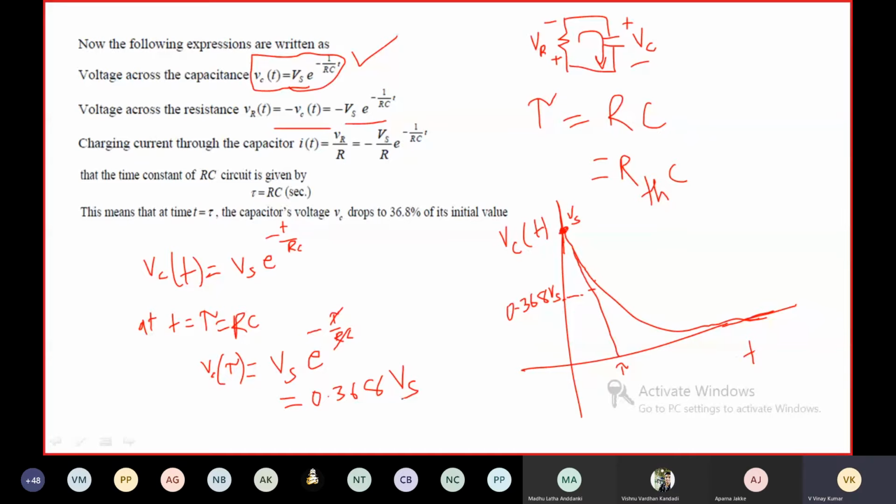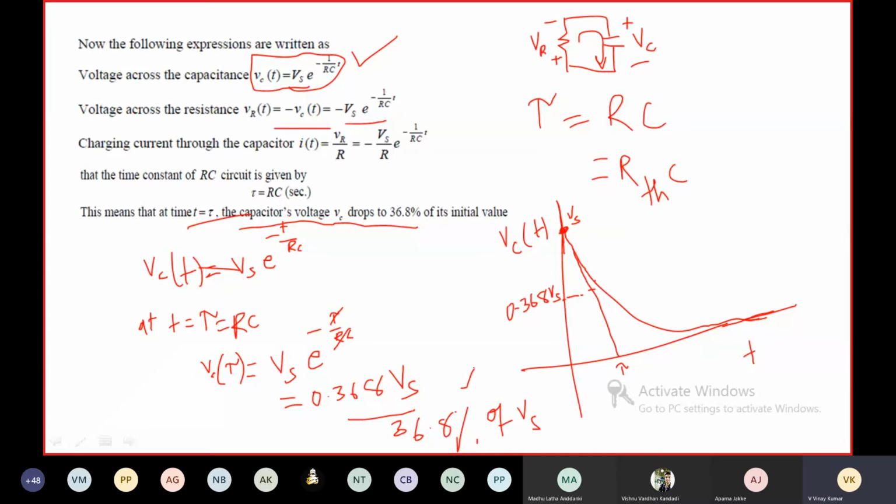So here you can define the time constant like this. It is the time taken by the response, here the voltage across the capacitor, to reach 36.8% of its initial value. This means that at time t is equal to tau, the capacitor's voltage Vc drops to 36.8% of its initial value.